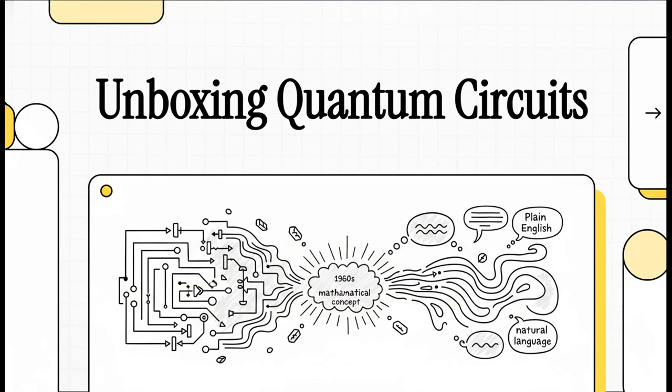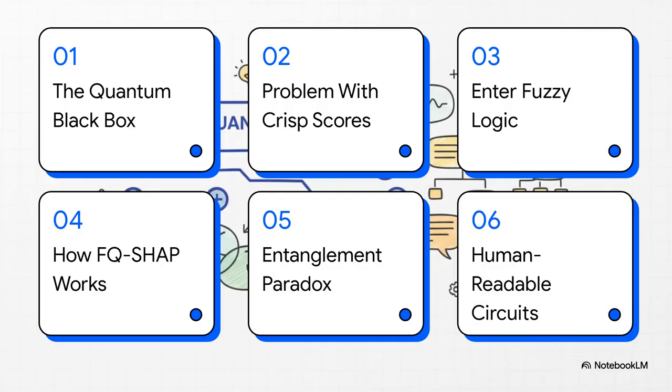Today, we're unpacking something literally game-changing. We are looking at a 2026 paper that introduces a novel framework called FQ-SHAP. What is absolutely fascinating about this research is how it takes a mathematical concept from all the way back in the 1960s and uses it to finally make quantum computing understandable in plain English. If you've ever felt like quantum circuits are just this impenetrable wall of complex math, you're going to love what we uncover today.